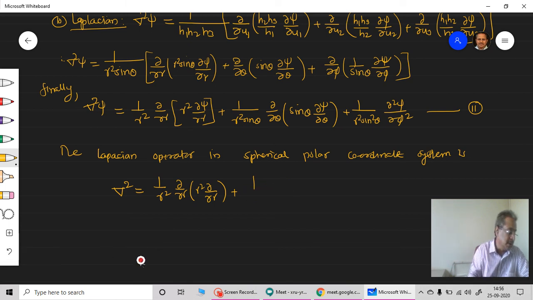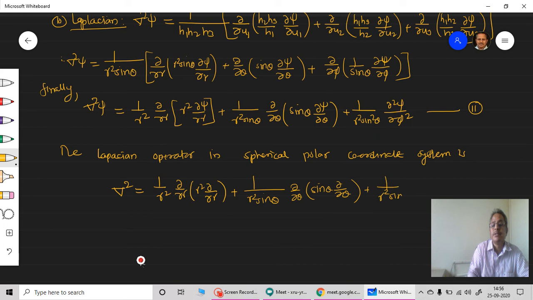Once again I am writing that 1 upon r square sin theta into ∂ by ∂theta of sin theta into ∂ upon ∂theta. This is my second term, and the last term is plus 1 upon r square sin square theta into ∂square upon ∂phi square. Okay, equation 12. This is the most important outcome of this section.